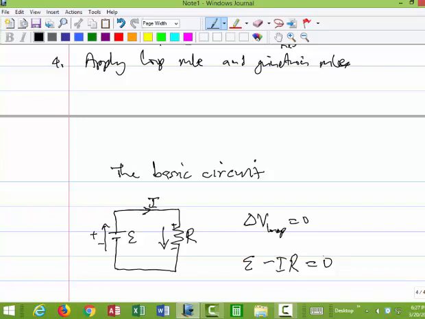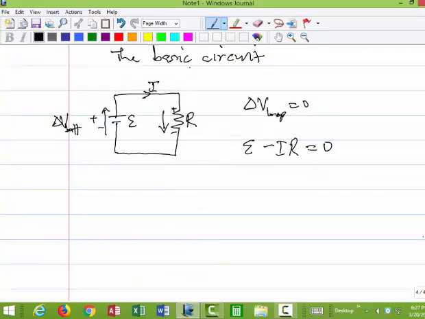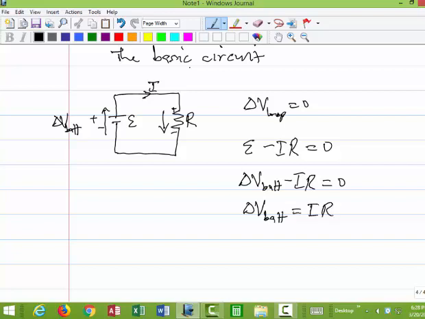So the EMF here is equal to the potential drop across the battery. So we say that the potential drop across the battery minus I R is equal to 0. So the potential drop across the battery is equal to the potential drop across the resistor.